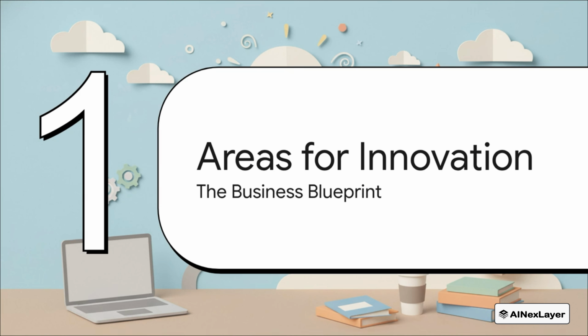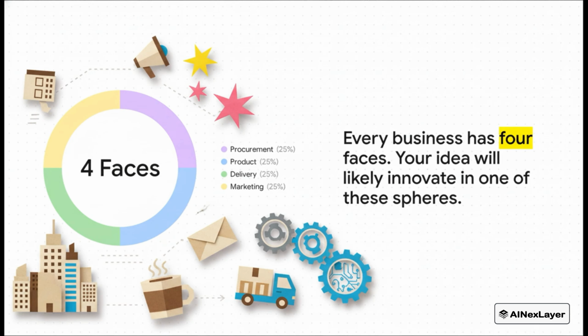All right, so now we know what a complete idea looks like. But where do we find our unique angle? How do we stand out? That brings us to our next tool, a blueprint for breaking down any business into 4 key areas where you can innovate. Believe it or not, every single business, I don't care if it's a corner coffee shop or a massive tech company, it has these 4 faces: procurement, product, delivery, and marketing. Your big idea, your innovation, is probably going to live in one of these 4 spheres.